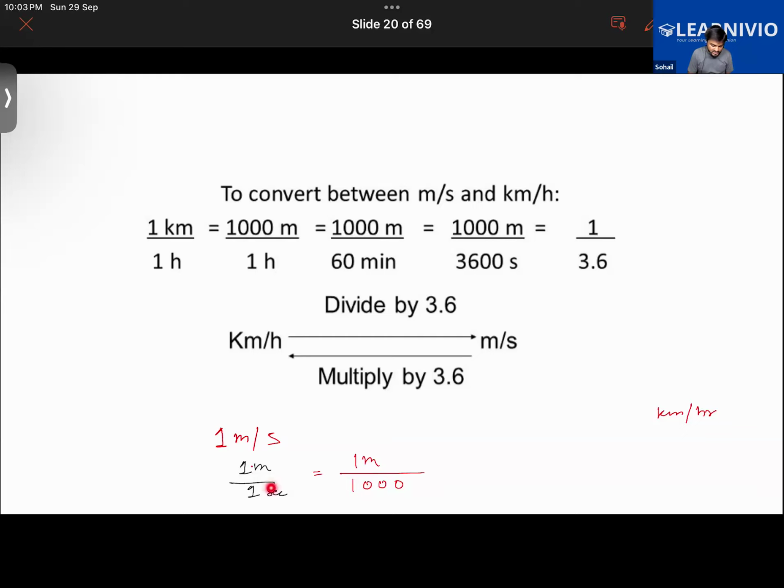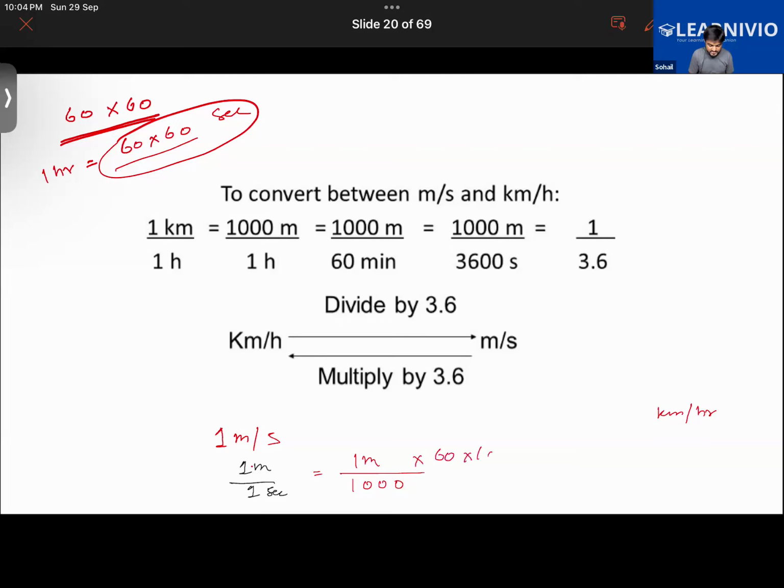Now you have to divide the second also here. Second has to be converted into minute first, and then minute into hour. Remember earlier, to convert hour into second, you multiplied by 60 and then again by 60. Now here you are going to divide it. So it will be like this: 60 times 60. The zeros cancel, you have 36 upon 10. After simplification, that is 18 upon 5, or in decimal, 3.6 kilometer per hour.